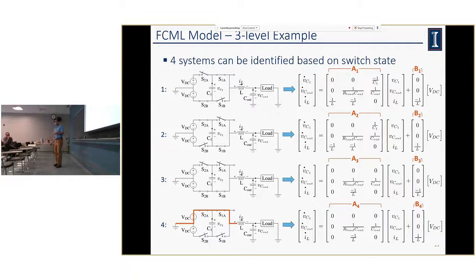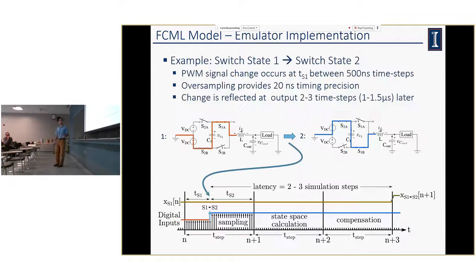So on to the actual implementation, and I think that's best conveyed with an example as well. Considering this same three-level converter, if we were looking at a change from switch state one to switch state two, and let's say this happens at time TS1 between sampling intervals on our emulator, this is detected at a specific 20 nanosecond resolution sampling interval. The state equations are then solved for that given switch state and the given values of the state variables, and after computations on the processor and additional compensation, a result reflected at the output of the converter is shown with a latency of 2 to 3 simulation time steps later.